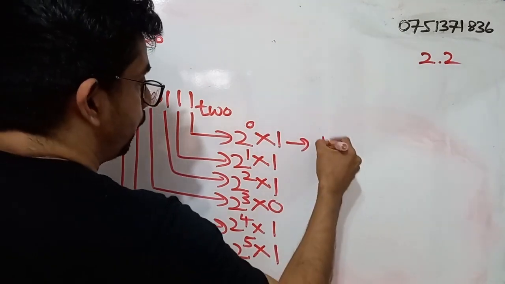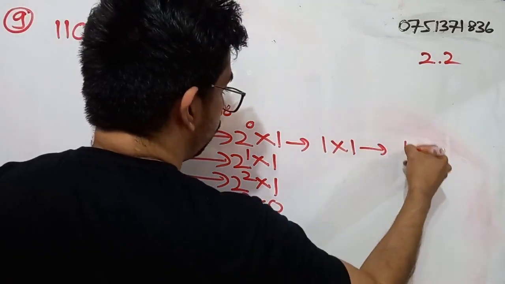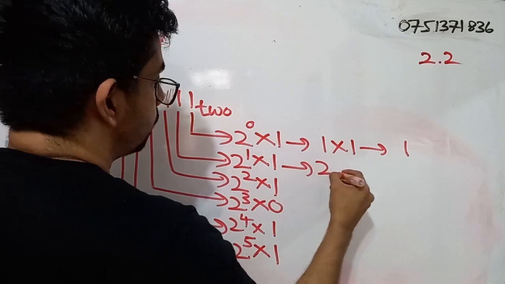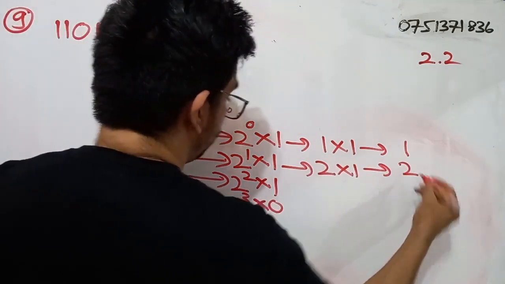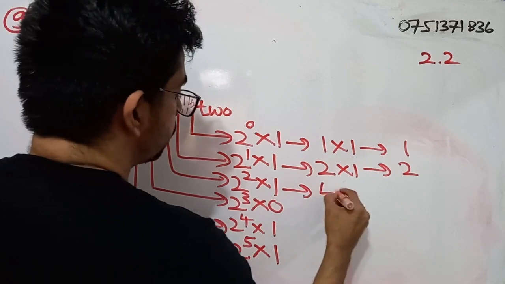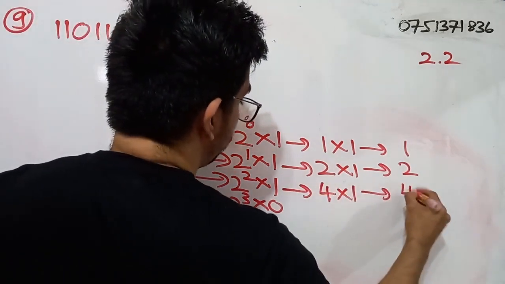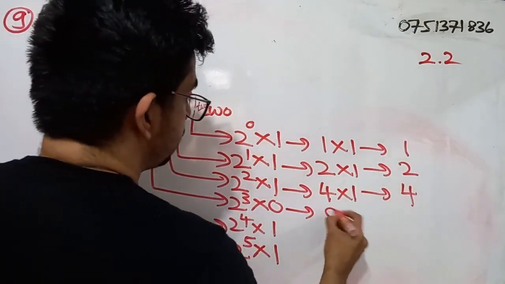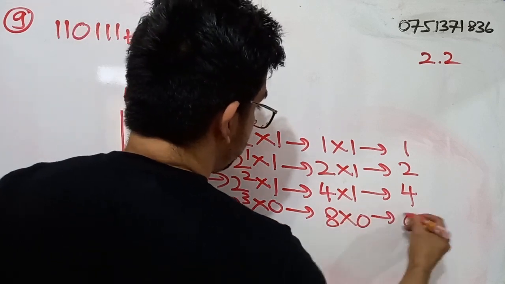2 to the power 0, that is 1. 1 into 1, what do we get? 1. 2 to the power 1, that is 2. 2 into 1, we get 2. 2 to the power 2, that is 4. 4 into 1, it will be 4. 2 to the power 3, that is 8. 8 into 0, we get 0.